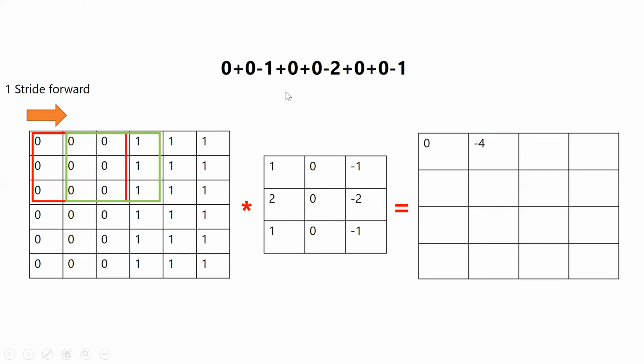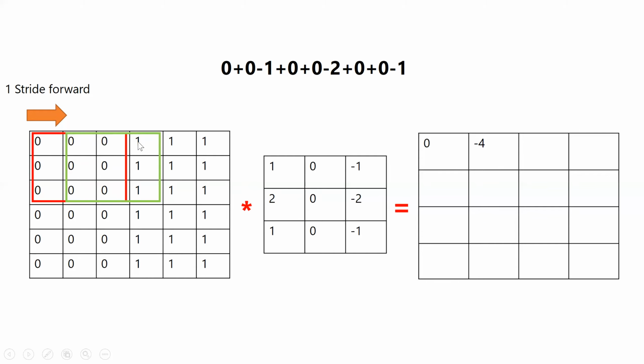And 0 into 1 is 0. 0 into 0 is 0. And 1 into minus 1 is minus 1. So when we sum all this, we will be getting some value which is minus 1. So like this, before we did this for this 3 cross 3, now we are doing this for this 3 cross 3. In the next stride, we will be moving 1 and we will be doing it for this 3 cross 3.